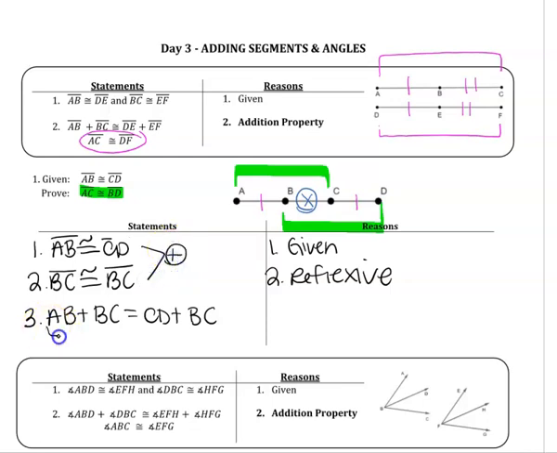Now, looking at my diagram, what's another name for AB plus BC? Well, this part plus this part makes up the whole segment AC. CD plus BC gives me BD. So putting that together, that means that AC, the whole segment, must be congruent to BD, the whole segment. And that's our addition property.